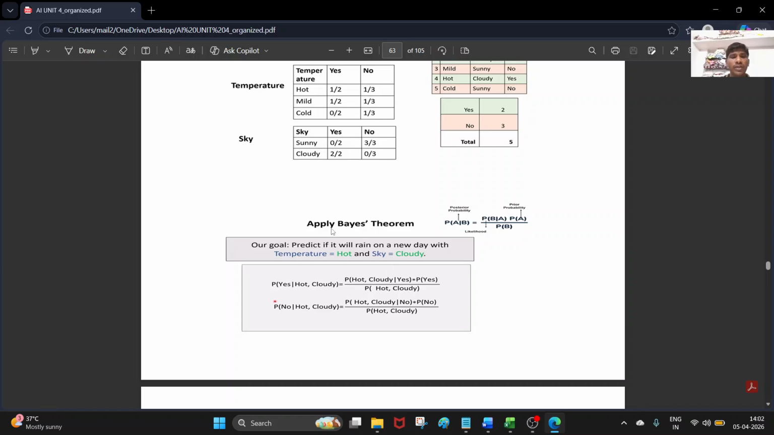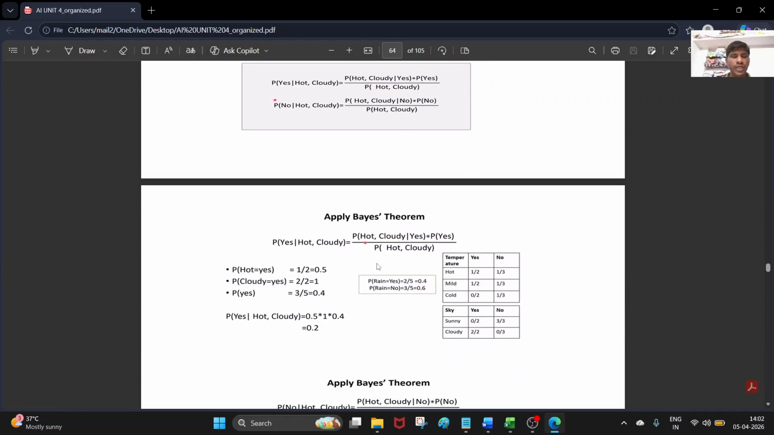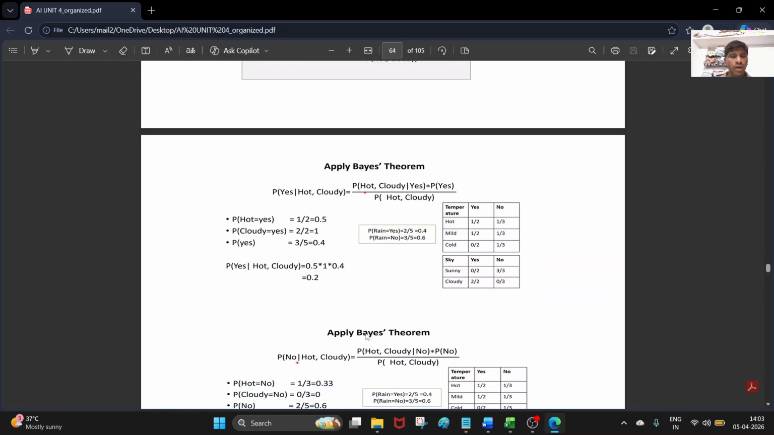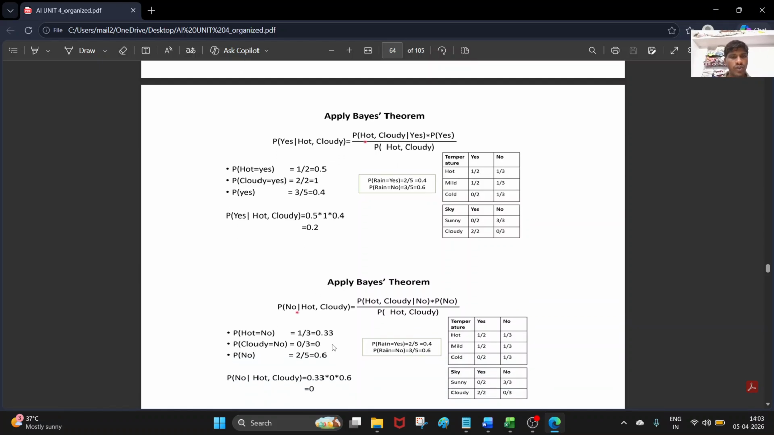At last we have to apply the Bayes theorem and find the probability value. So here we are applying the Bayes theorem. P of hot given yes is 1 by 2, that is equal to 0.5. Cloudy given yes is 2 by 2, equal to 1. P of yes is 2 by 5, equal to 0.4. You have to multiply all those things and we will get the value as 0.2. Similarly, we have to apply the Bayes theorem for no also. You have to apply.